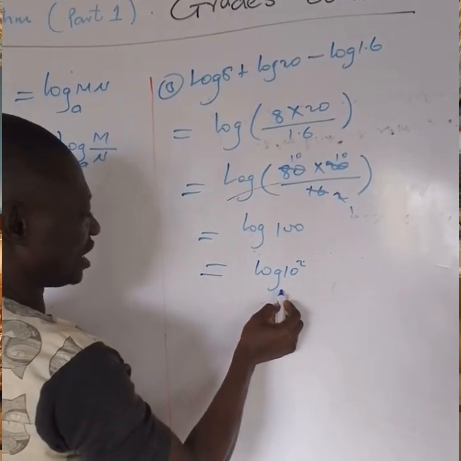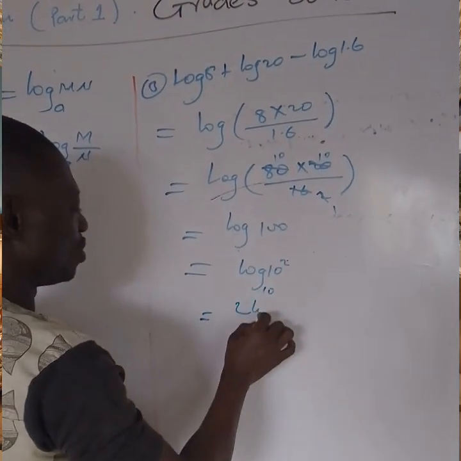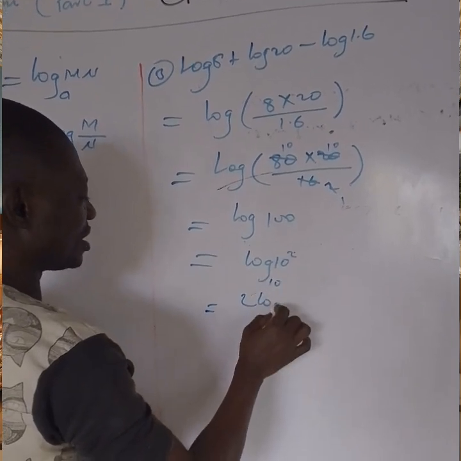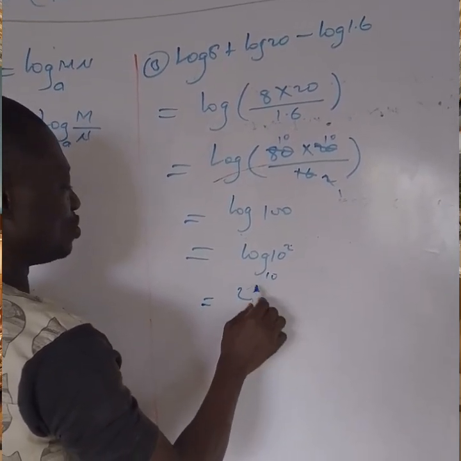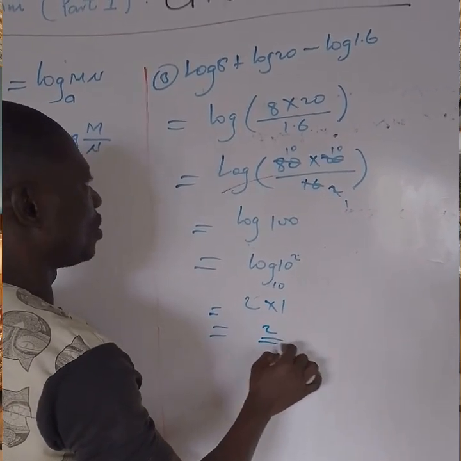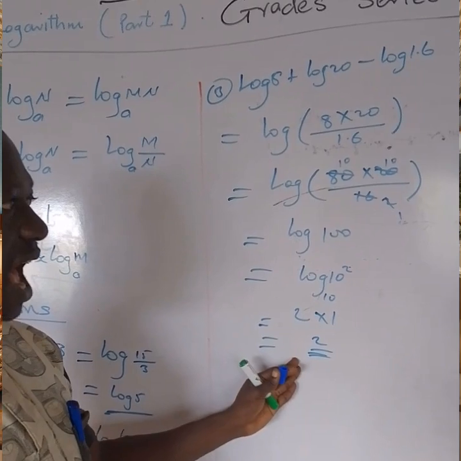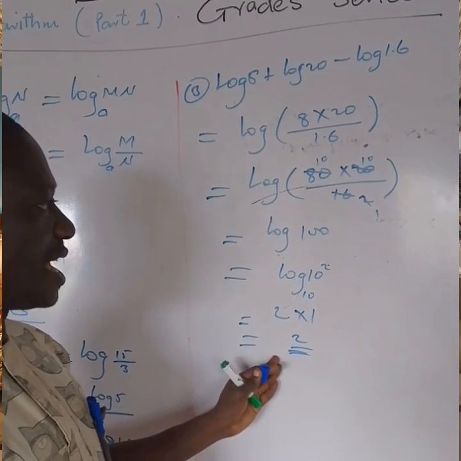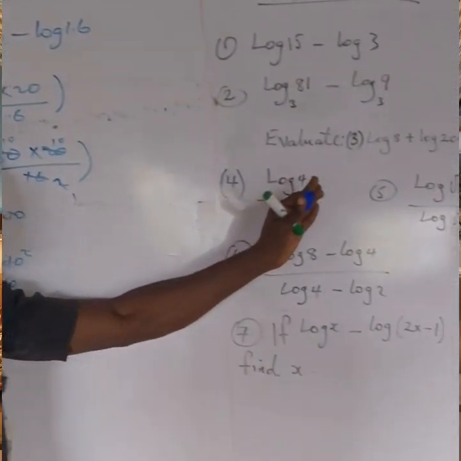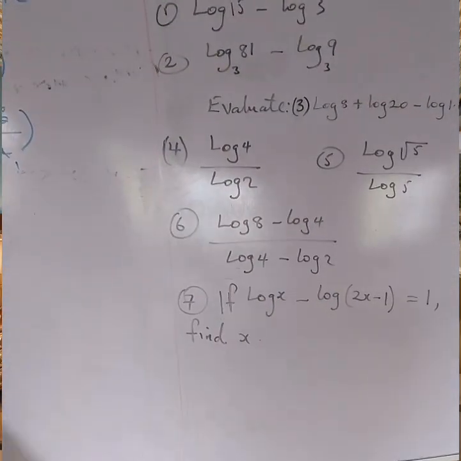Next, you know that this is 10. That means we are going to have it as 2 log 10 times 10, which is 2 times 1. And 2 times 1 again is equal to 2. And so this expression gives us 2 again as the correct answer. Yes. The log we have here will also help us to answer question number 4.